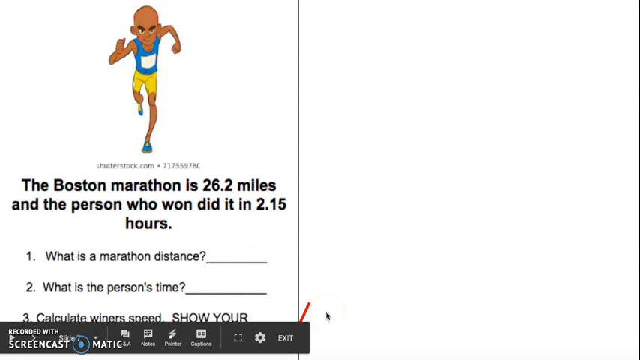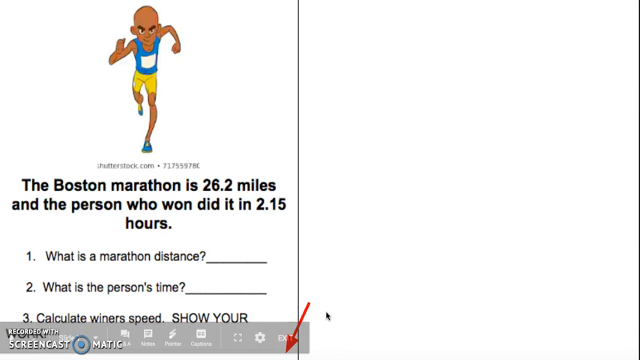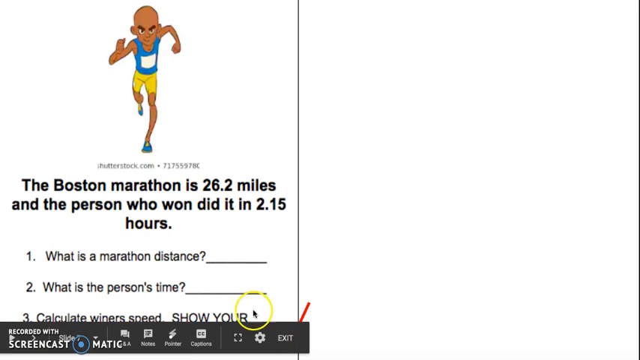Then you're going to calculate their speed again. This is a very similar problem to what you've been doing. Calculate the speed. Think about your equation for speed and take your numbers, and then don't forget your units. Press pause, press play when you're ready to go on.